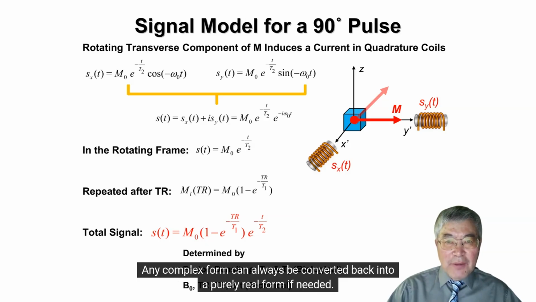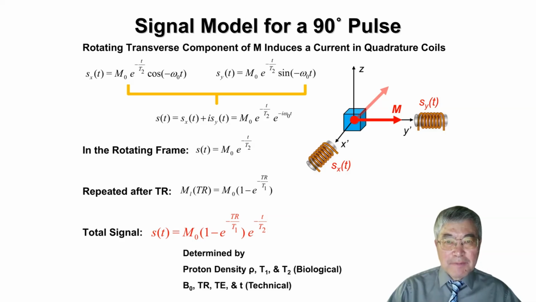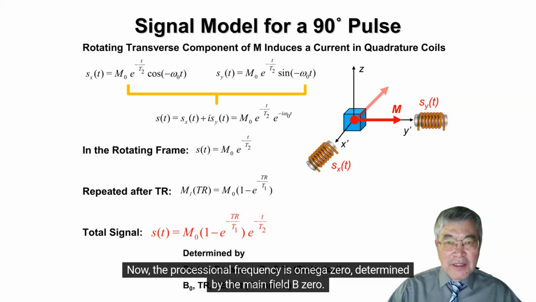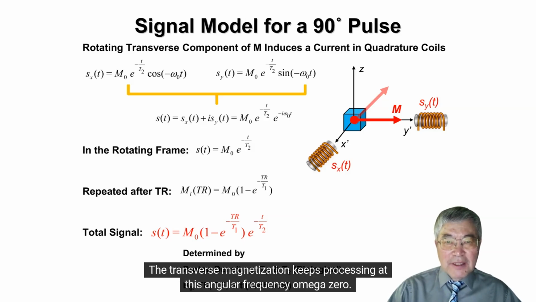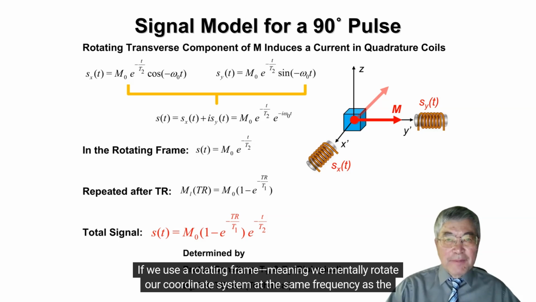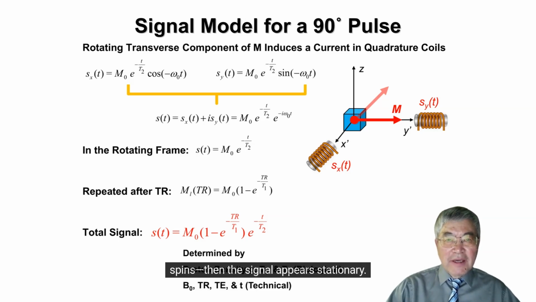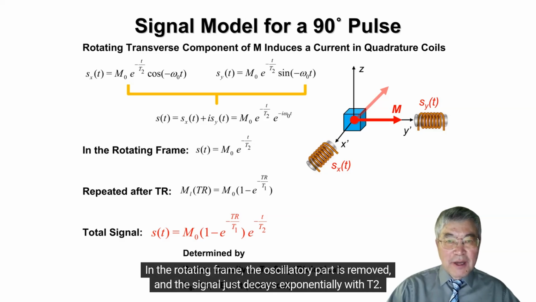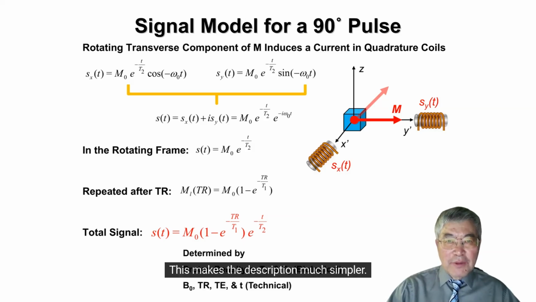Any complex form can always be converted back into a purely real form if needed. Now, the precessional frequency is ω0, determined by the main field B0. The transverse magnetization keeps precessing at this angular frequency ω0. If we use a rotating frame, meaning we mentally rotate our coordinate system at the same frequency as the spins, then the signal appears stationary. In the rotating frame, the oscillatory part is removed and the signal just decays exponentially with T2. This makes the description much simpler.